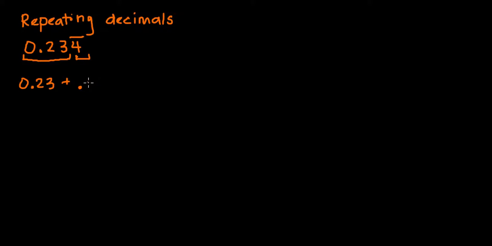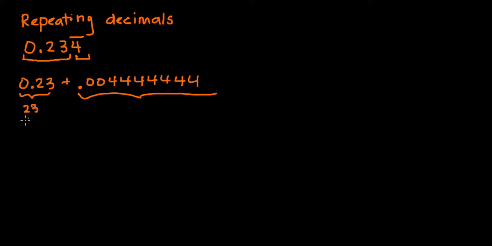So you could think of it as 0.00, and then you can write a bunch of fours, 4, and it doesn't stop. It just keeps going forever. So what we want to do is analyze this guy right here. Like what does that mean? This is straightforward. This is just 23 over 100. So we have 23 hundredths right there.